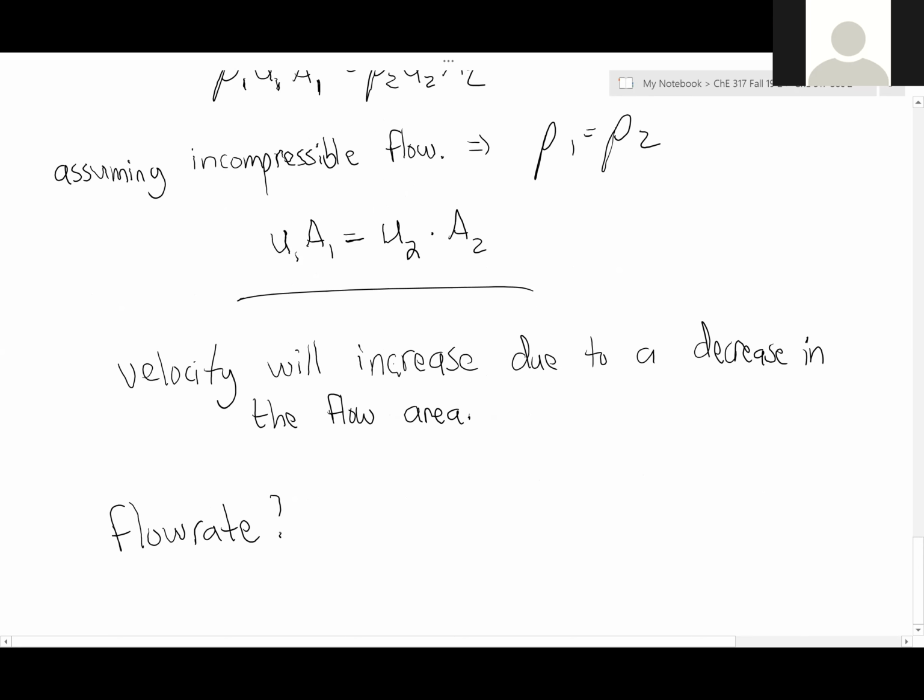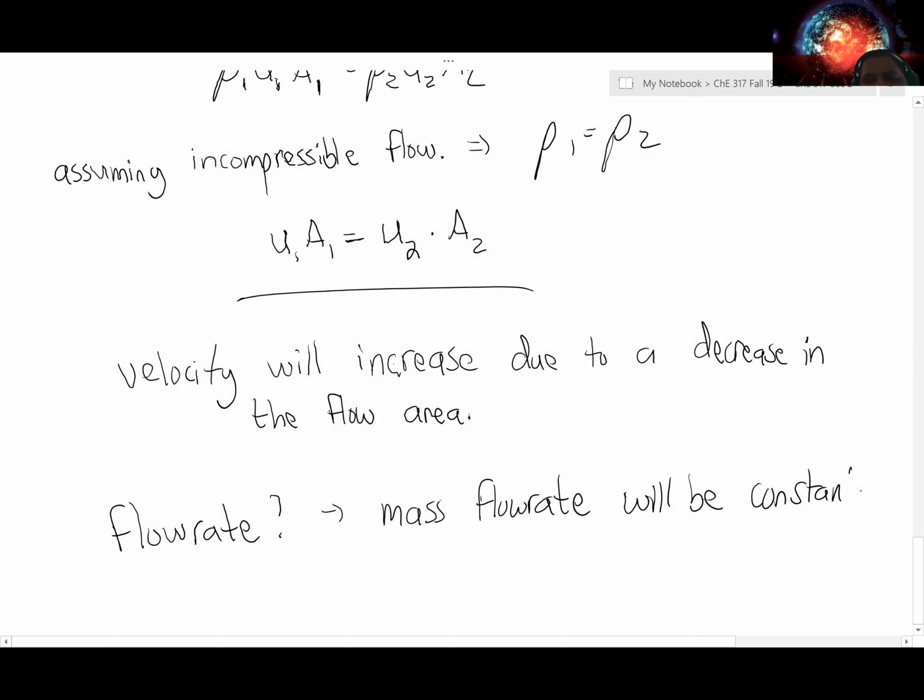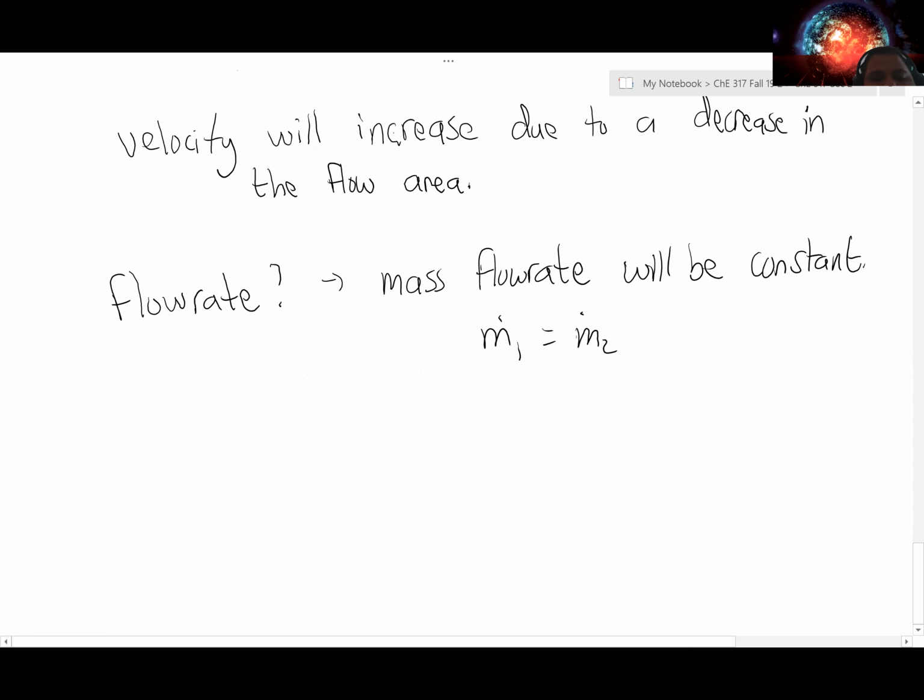Mass flow rate and volume flow rate should remain constant. So the mass flow rate will be constant, and that was one of the first expressions we had written down: M1 is equal to M2. Now, volume flow rate can get a little tricky, which we'll talk about here in a second. But for this case, yes, the volumetric flow rate, which I usually denote as a V dot, which is simply the M dot over the density, in this case, will be constant.